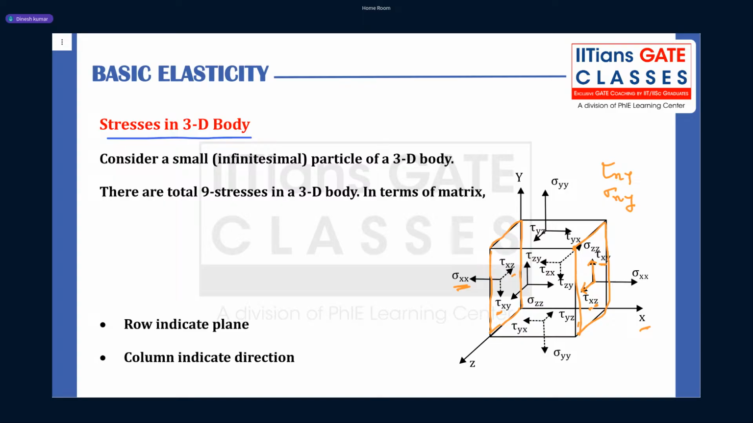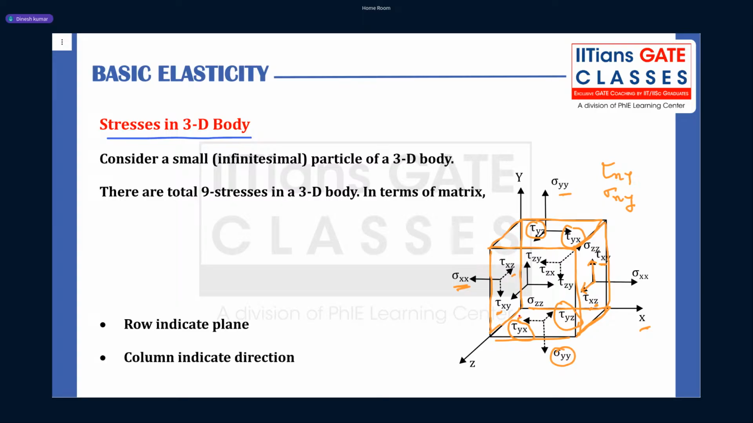Now if you take the top plane, what is the normal? Y. So what is the plane? Y. What is the direction? Y. So it is sigma YY. Now the corresponding shears will also go in the positive axis direction. Now if you take the bottom plane, sigma YY is going downward, which is the negative Y direction, so the corresponding shear will also go in the negative X and Z direction. Okay, so that's how we define stresses on each face.